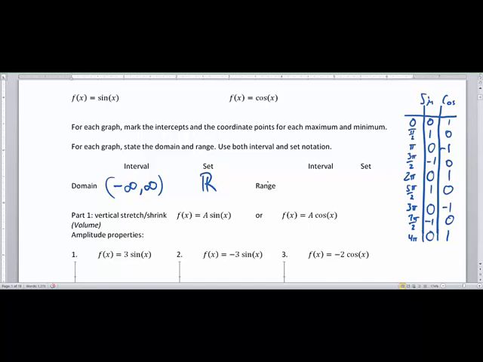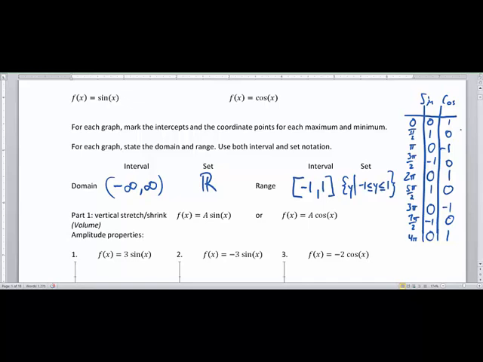Now the range is not all real numbers, and it's not -infinity to infinity, because the height of the sine and cosine waves goes to 1, and the lowest part goes to -1. So that gives me a bracket from -1 to 1. And if we were to write this in set notation, we would have y belonging to the set between -1 and 1, inclusively, because we're going to include that 1 and -1, since you can see from our table here, we do actually land on 1s and -1s.